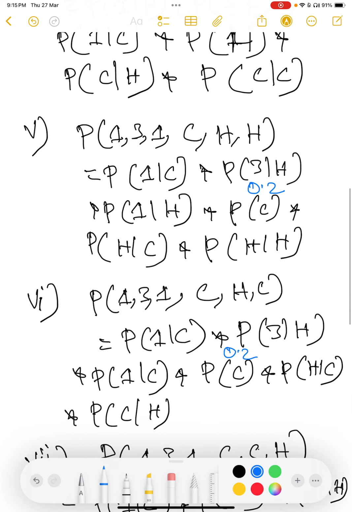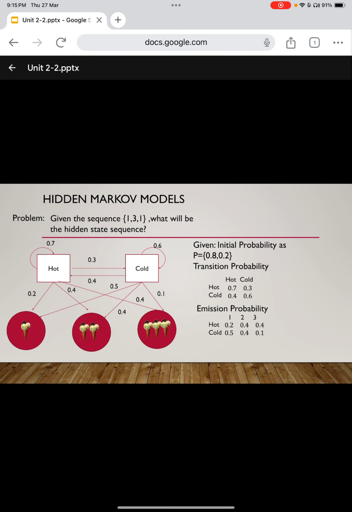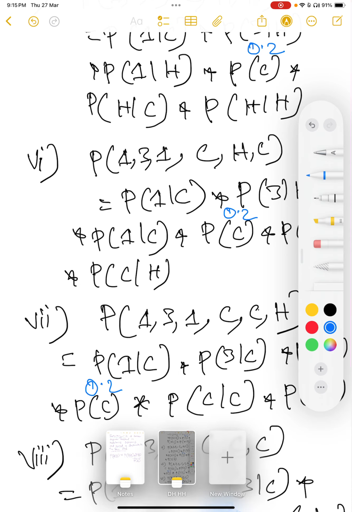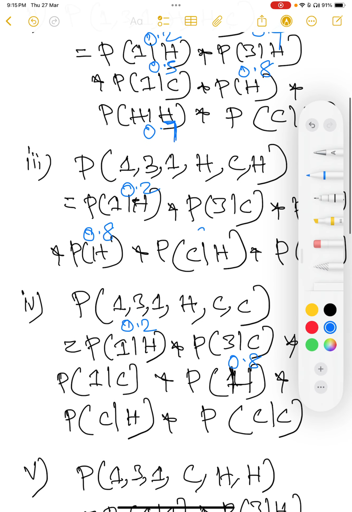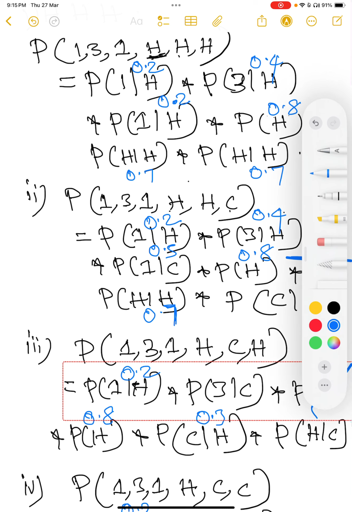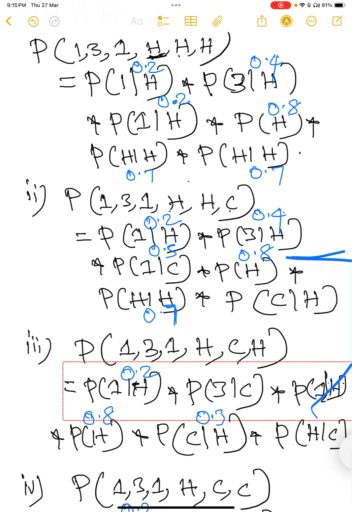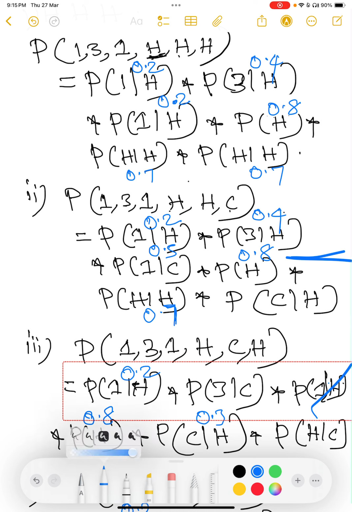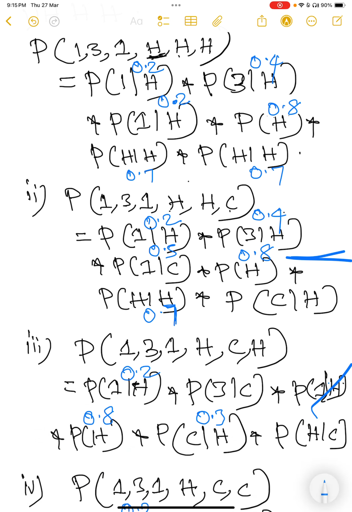Now C given H, you have to find the C given H. Cold given hot is 0.3. C given H is 0.3.